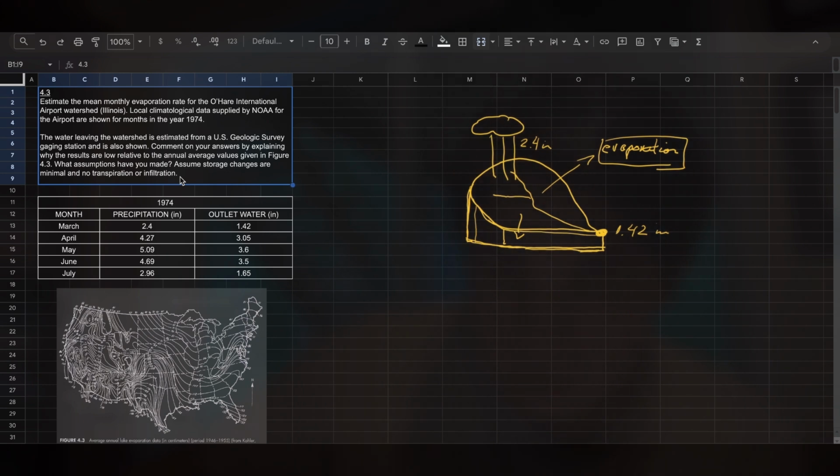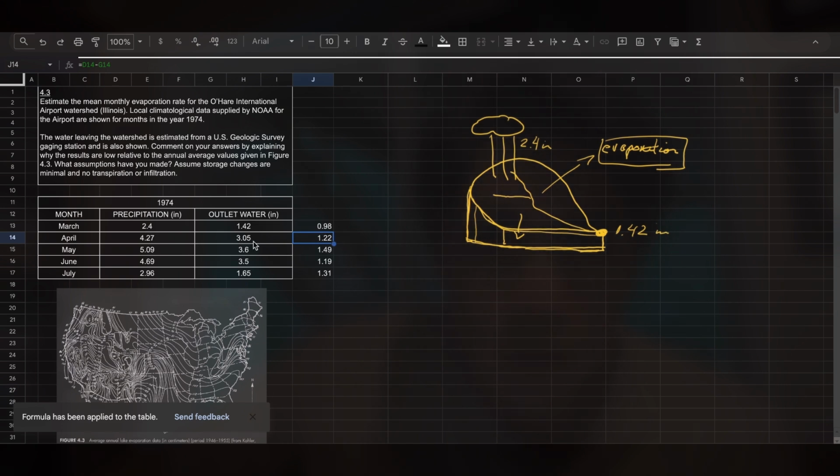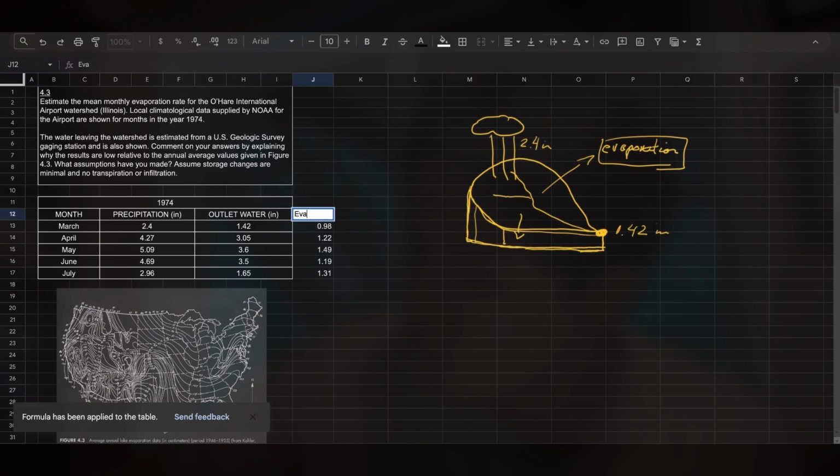So with that said, now we need to solve for the water loss each month, right? We are asked to estimate the mean monthly evaporation rate. So all we need to do is subtract this value minus this value, and that's what is being lost. And I assume that's 122. Yep. So these are the inches lost in evaporation.